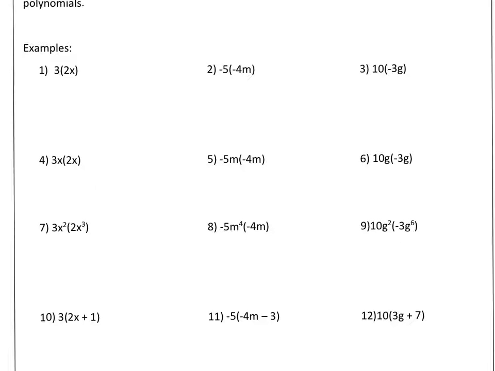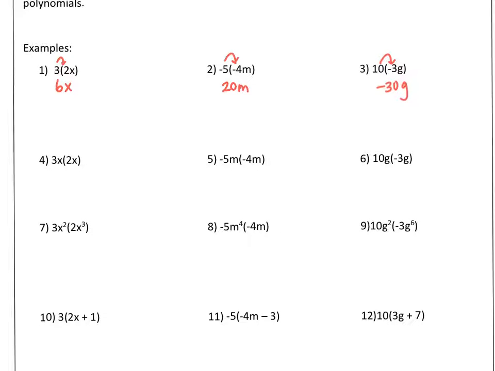So in these first three, I have just a number multiplied by a monomial. So when we're multiplying, we multiply the numbers times the numbers. So 3 times 2 is 6. And then we just think about how many x's we have all together there. So that is going to be 6x. Here I've got negative 5 times negative 4 is 20. And 10 times negative 3 is negative 30.